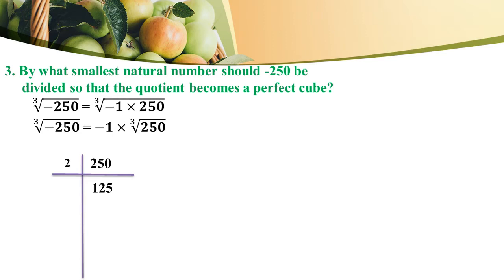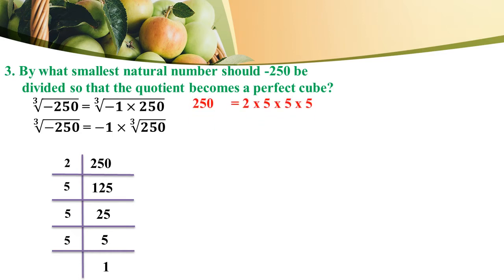So, we should take the next prime number. Next prime number is 5. So, we can divide by 5. The answer is 25. 25 divided by 5, answer is 5. 5 divided by 5, we will get 1. Now, the factors of 250 are 2 into 5 into 5 into 5.